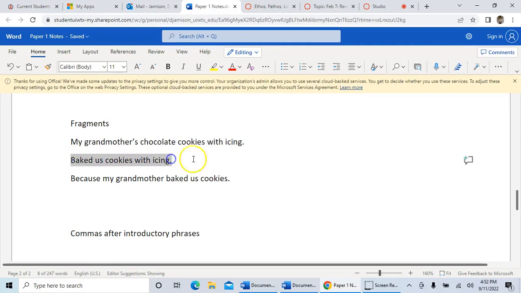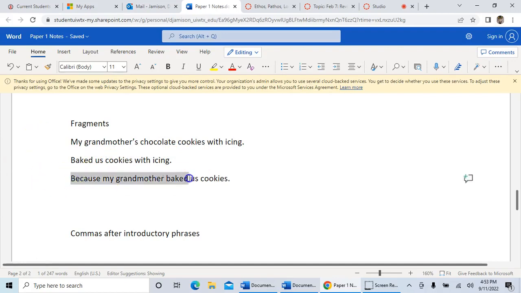Baked us cookies with icing. So who baked us cookies with icing? Because we don't know that. This doesn't have a subject. You might think cookies is the subject, but it's just a noun. It's not the thing in the sentence that's doing something.